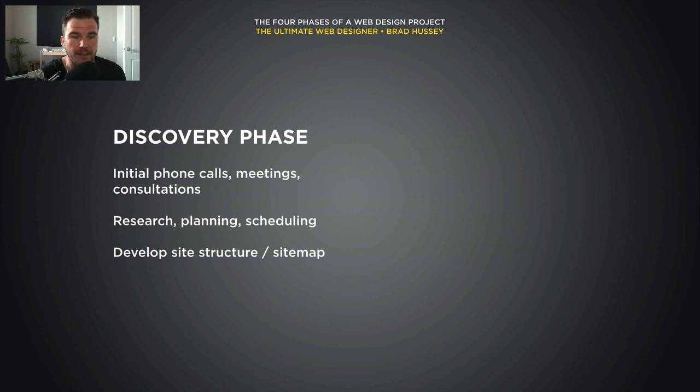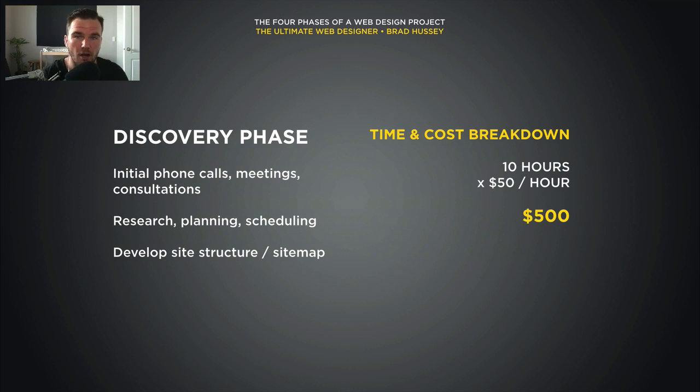The discovery phase includes initial phone calls, meetings, consultations, some research, planning, and scheduling, and to develop the site structure and the site map. The time and cost breakdown could look something like so. About 10 hours, $50 an hour would be a junior freelance web developer. And I would quote this roughly 10 hours, $500.